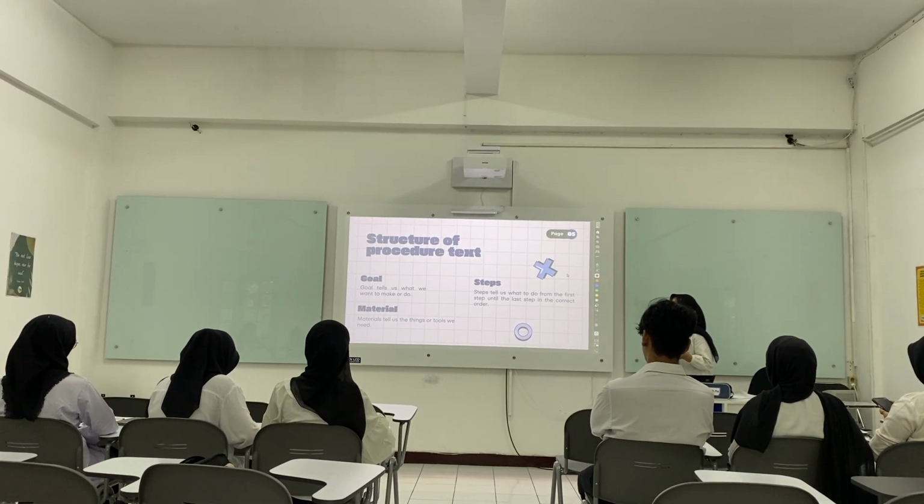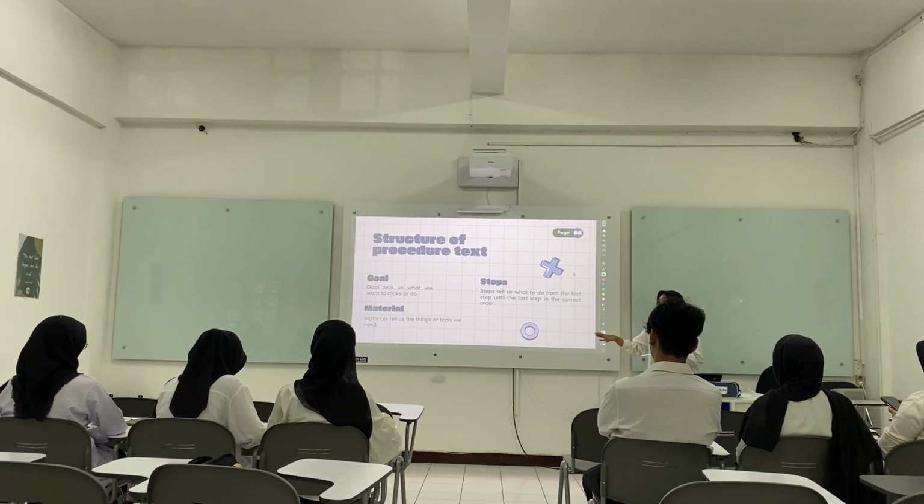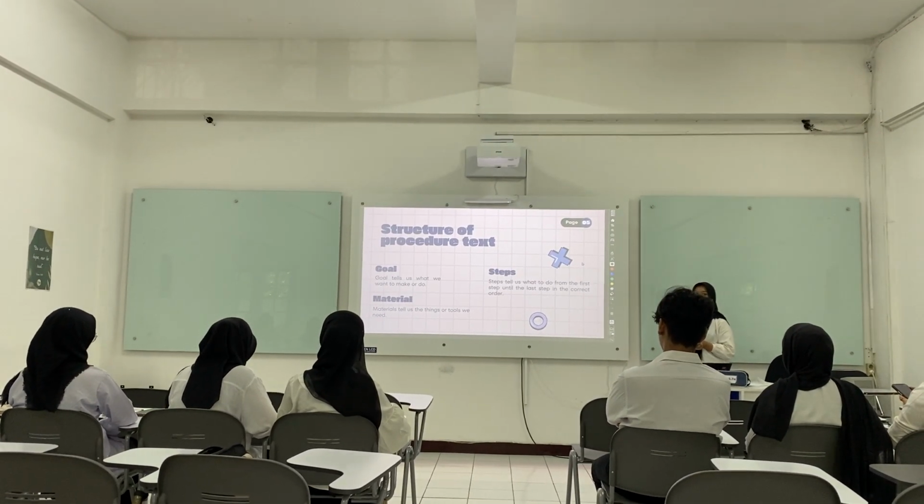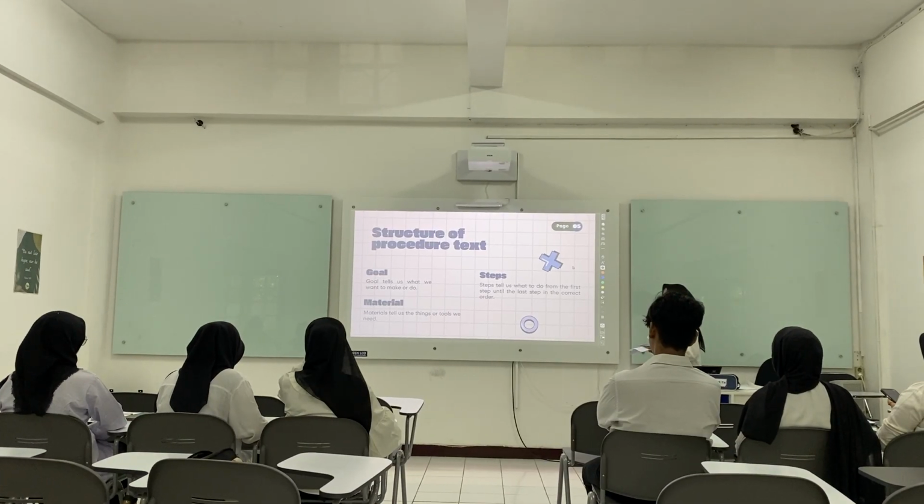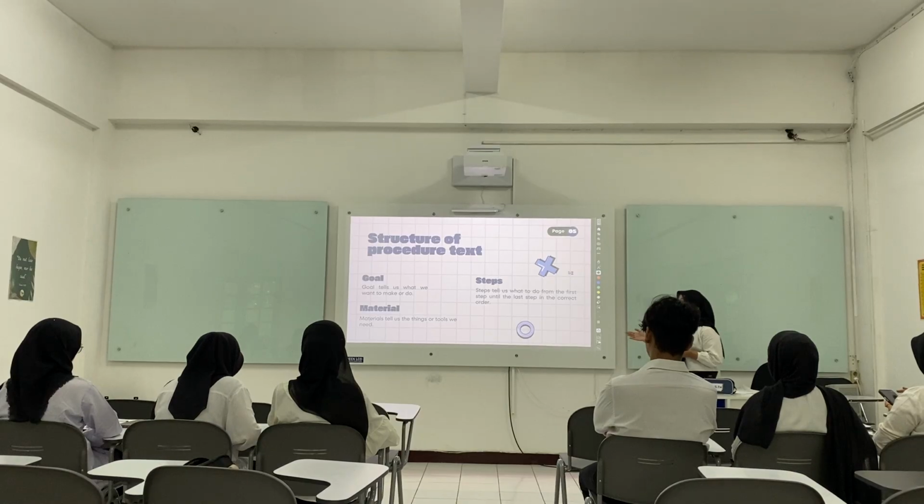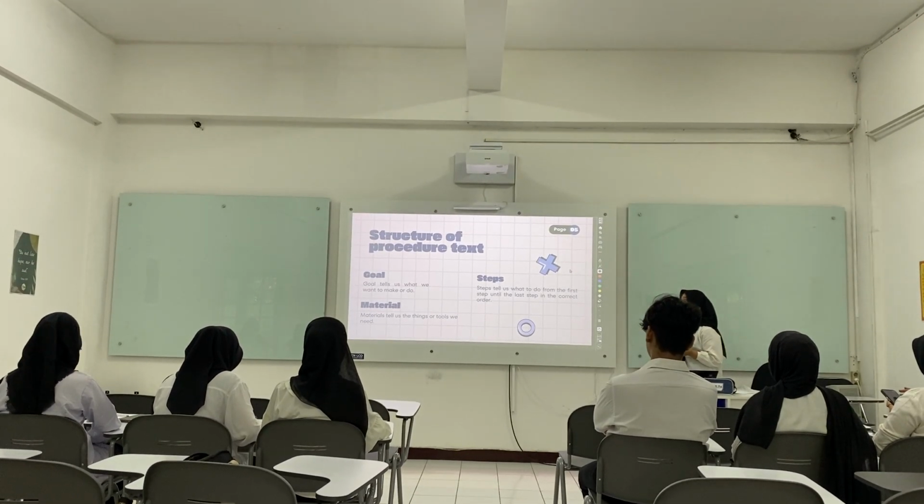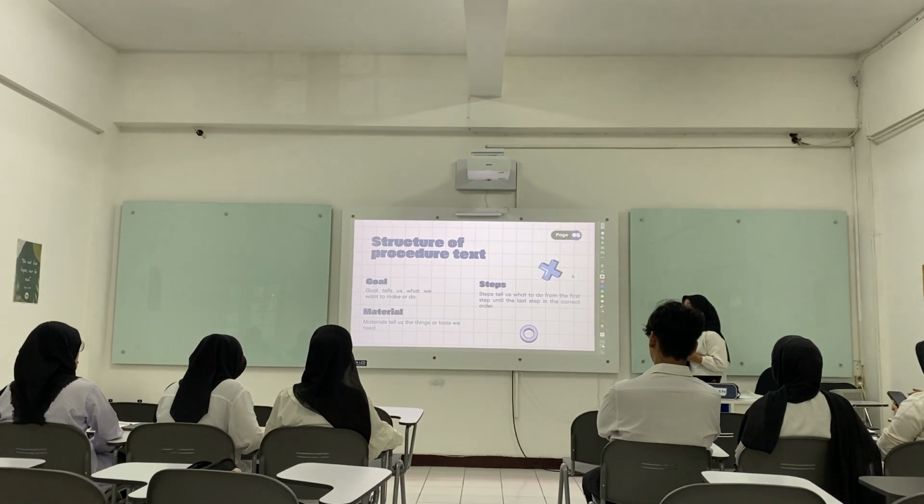Well, the procedure text has a structure. For the first is the goals. Goals seem like the title of the procedure text. So goal tells us what we want to make or do. The second is the materials. Of course, we need materials when we need to do something.